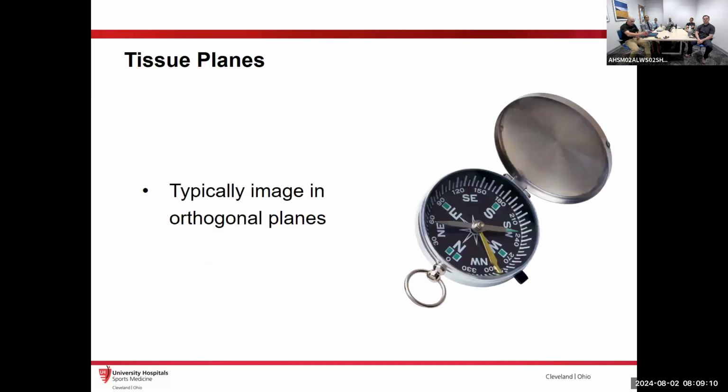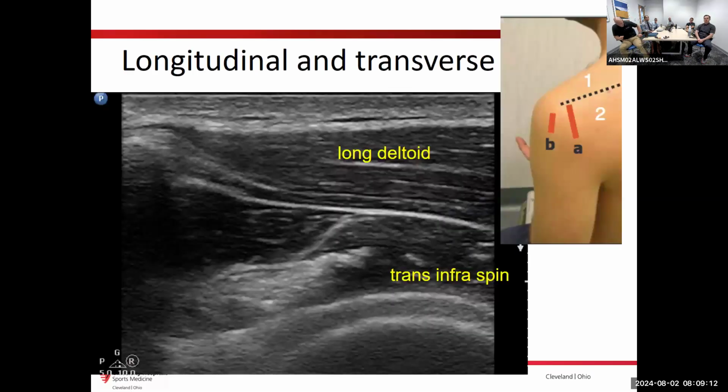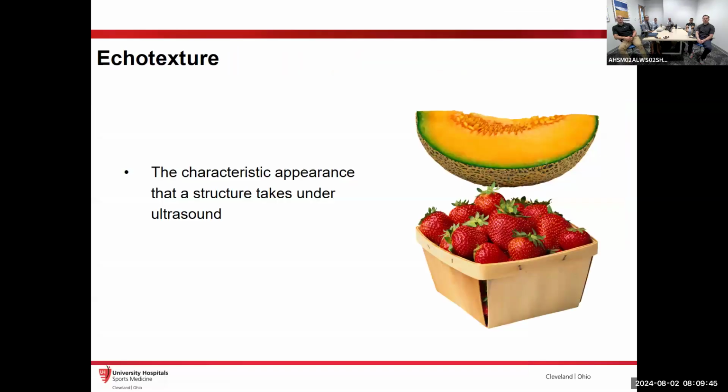Tissue planes typically image in orthogonal planes. So we're going to talk a little bit about how we talk about long versus short, right? So is this in long or short axis? It's long to the delta. Right, so it depends on what you're talking about. You could say this is in long axis, but if you're looking at the infraspinatus, it's actually in short axis, right? So long and short just depends on what you're talking about.